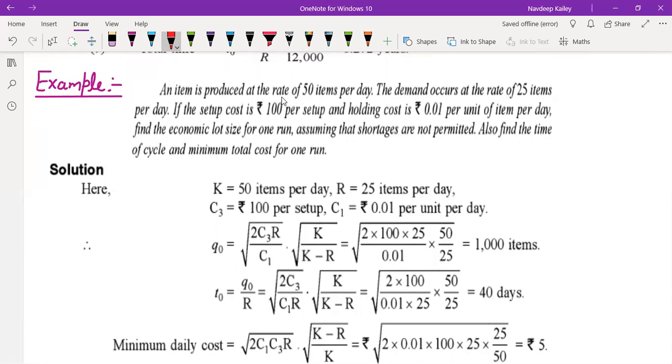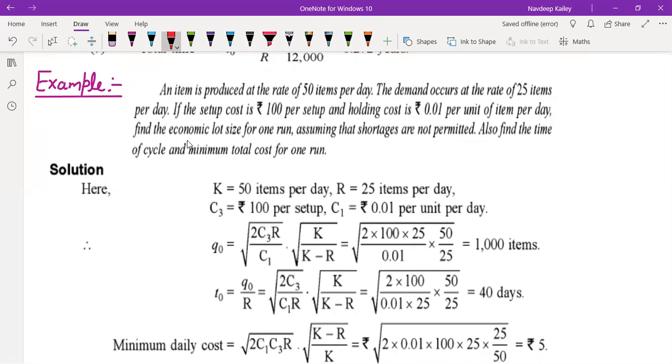An item is produced at the rate of 50 items per day. That means production rate is 50 items per day. Therefore, capital K is 50 items per day. The demand occurs at the rate of 25 items per day. Therefore, demand rate capital R is 25 items per day. If the setup cost is rupees 100 per setup, that means C3 is rupees 100 per setup, and the holding cost is rupees 0.01 per unit of item per day. That means C1 is rupees 0.01 per unit per day.